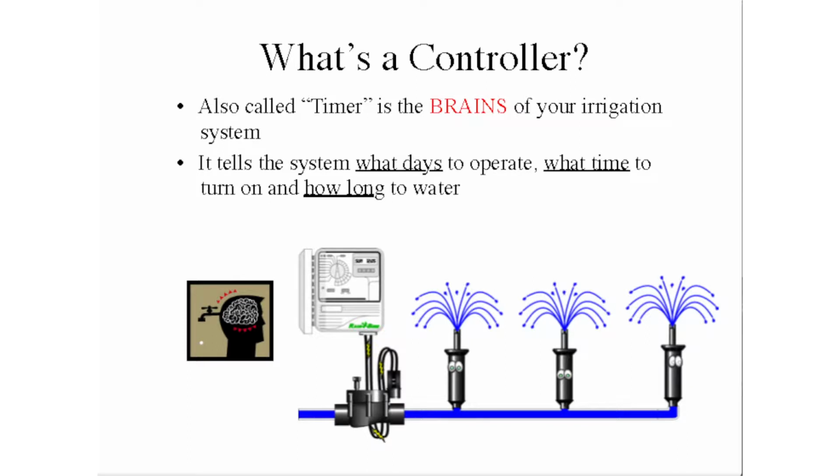So as we said, timer is the brains of irrigation. I've been using that for probably the last 25, 26 years. So it's obvious as my presentation has it and the script and the video had it as well. And basically it tells the system what days to operate, what time to operate, turn on, and how long to water.